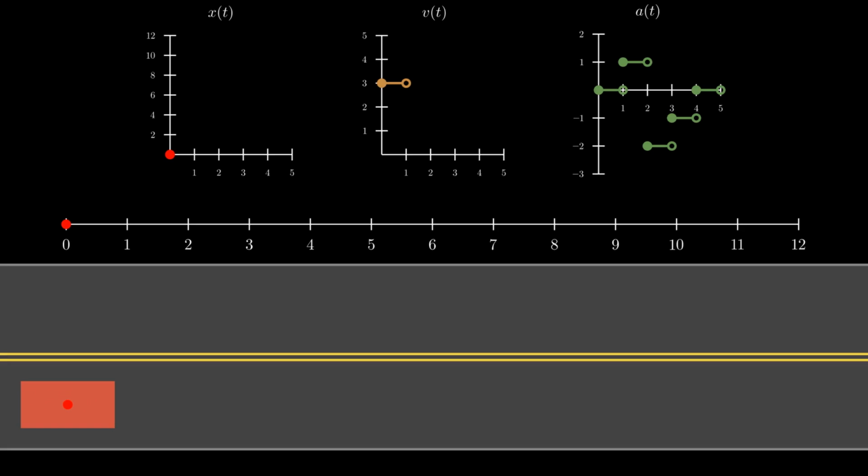In the time interval 0 to 1, the acceleration is 0 units per second squared, so velocity will stay constant. Velocity is 3 units per second, so from 0 to 1, the car goes 3 units. We'll plot that on our x-graph. In the time interval 1 to 2, the acceleration is 1 unit per second squared, so we'd see an increase in velocity by 1 unit. This line is sloped though.